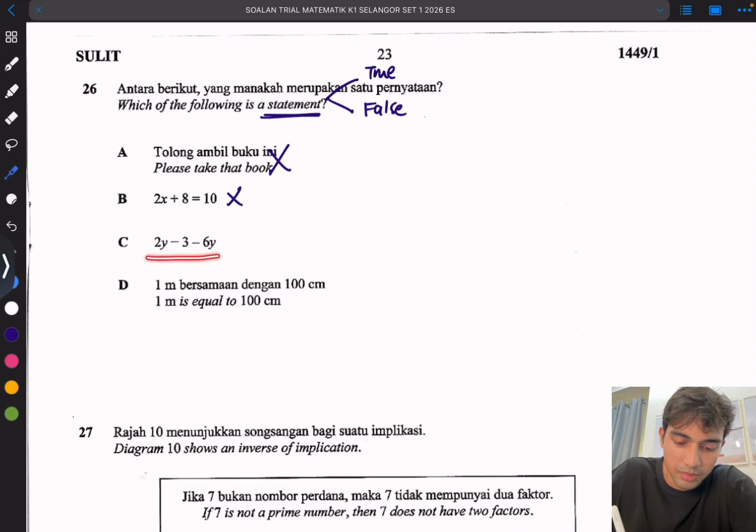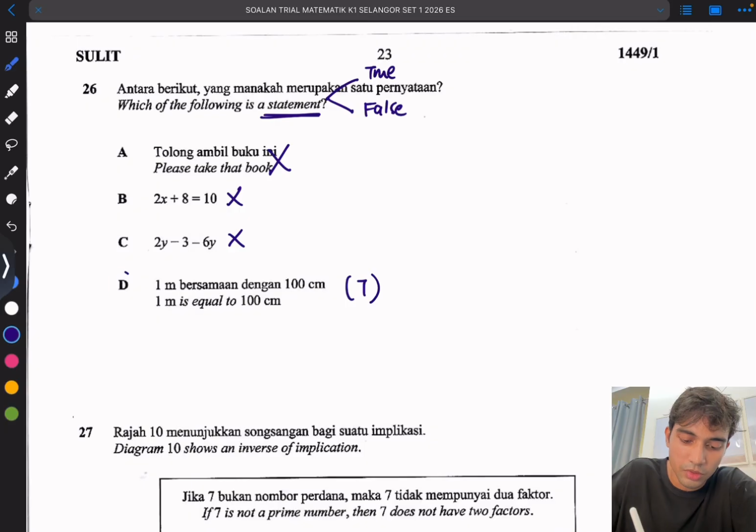Here also the same. This is not a statement because it's just an expression. "1 meter is equal to 100 cm." Yes, this is true. Since we can determine if it's true, that means it's a statement. Even if it's false, it's still considered a statement, just a false statement.